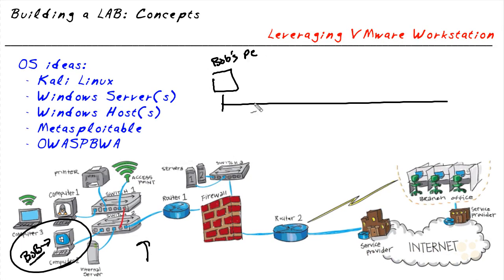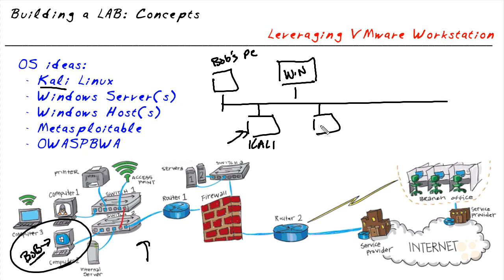and then as part of his lab, he could have other computers, including Kali Linux. And Kali Linux is a Linux distribution with tons and tons of attack tools pre-built into the distribution. Also on his test network, we might want to have some various Windows servers and also some Windows hosts. That might include Windows 7, Windows 8, Windows 10, etc. So up here I'll put WinS for servers and WinH for hosts.